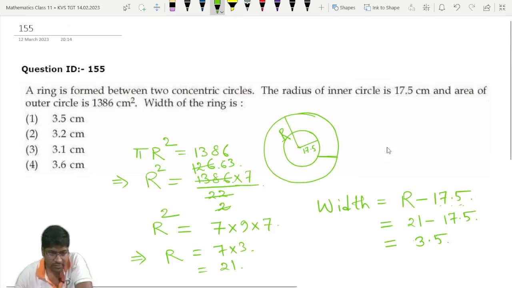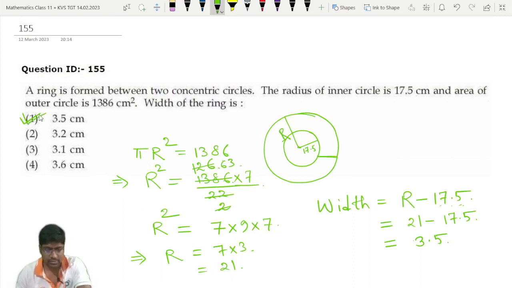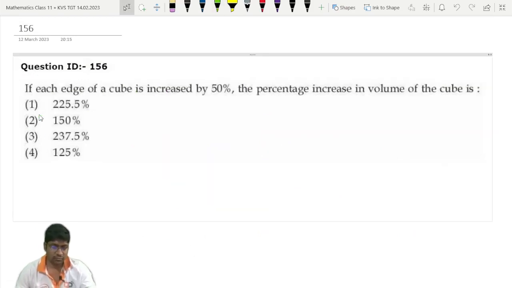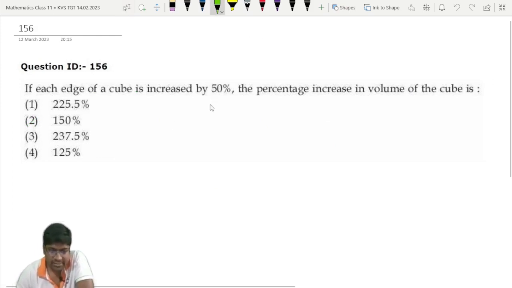So is there any option? 3.5 centimeter. So option 1 is the correct answer. Okay, option 1 is the correct answer, 3.5 centimeter. So now let's move to the next question. Question number 156. If each edge of a cube is increased by 50%, the percentage increase in volume of the cube is what?